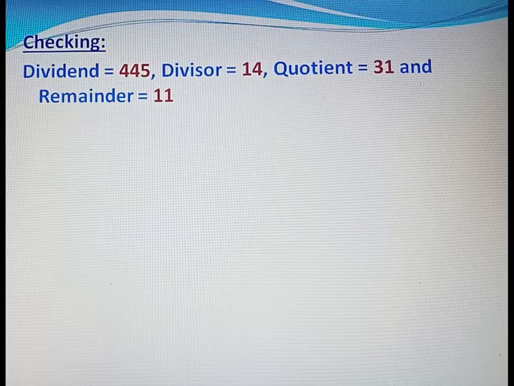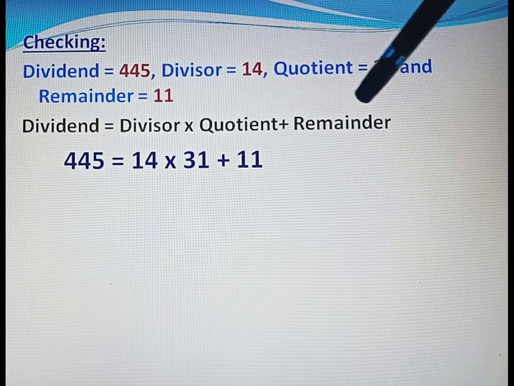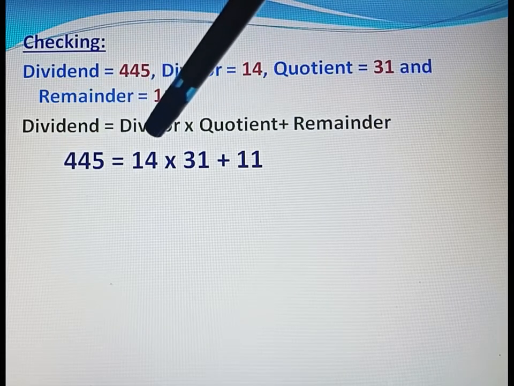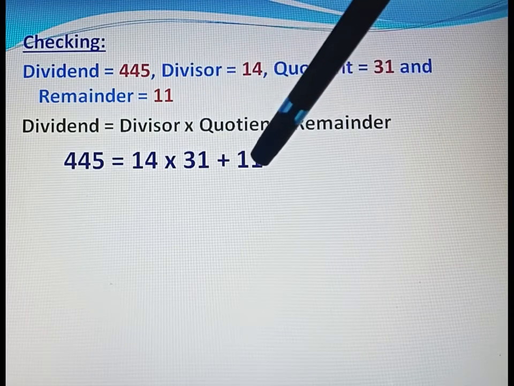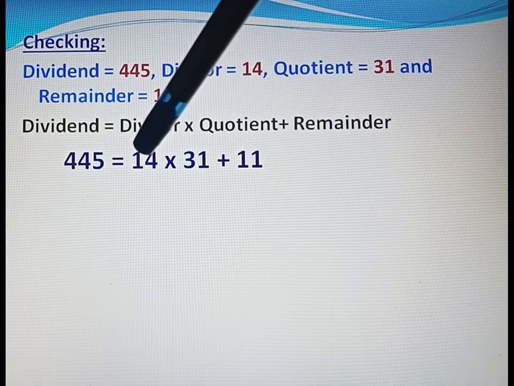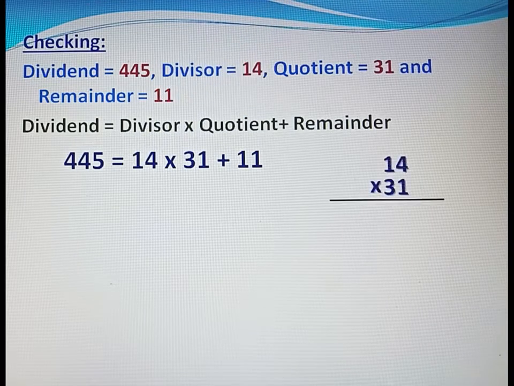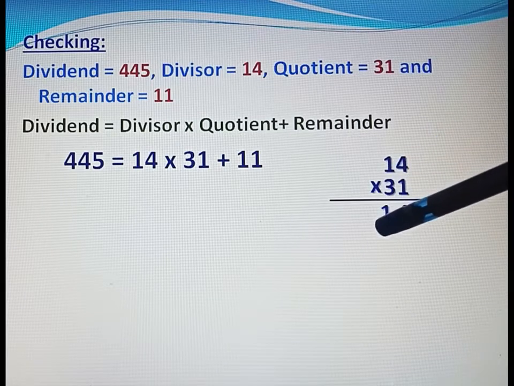Now write it down the formula. Dividend equal divisor multiply quotient plus remainder. Dividend 445 equal divisor 14 multiply quotient 31 plus remainder 11. We will multiply 14 by 31. Multiply 1 4s are 4, 1 1s are 1.